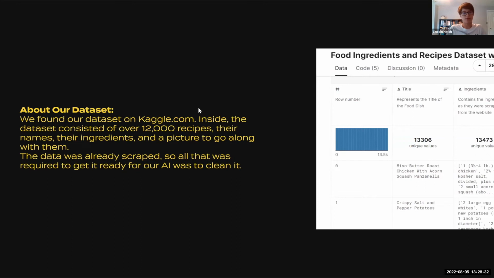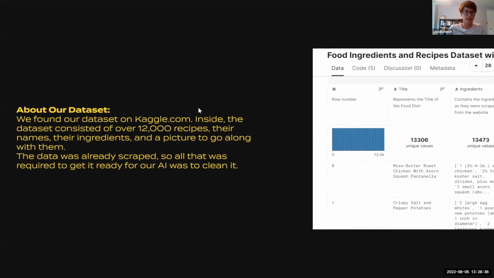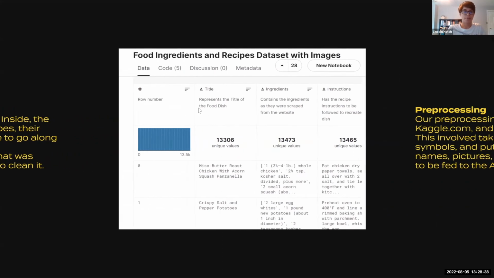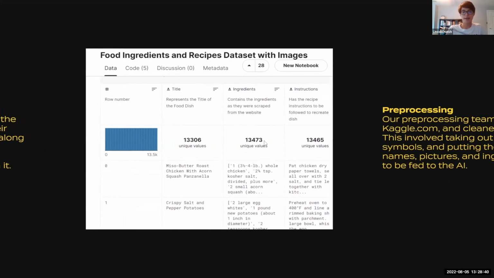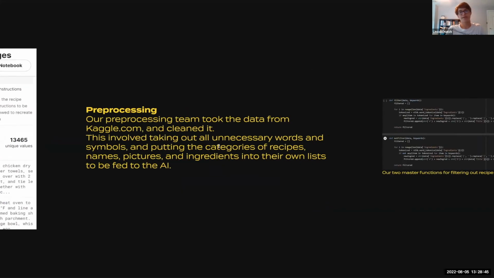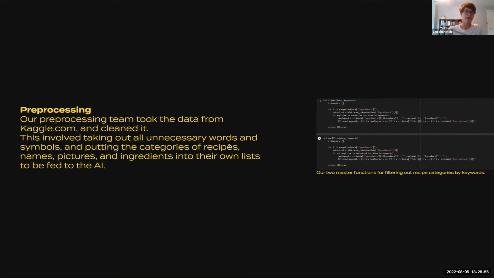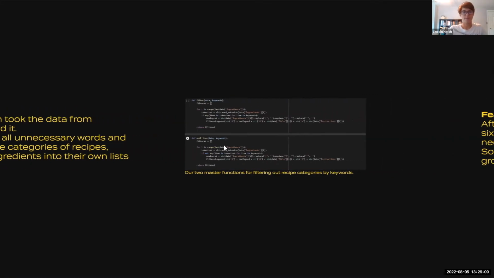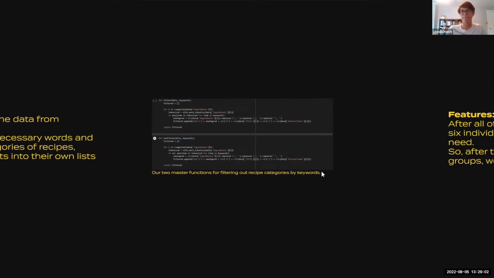Thankfully, this data was already scraped from the web, but we had to clean it before it was ready for our AI to use. This is a quick picture of our data set here. So our pre-processing team took the data from Kaggle and cleaned it, taking out all unnecessary words and symbols and putting them into categories of recipes, names, and pictures and ingredients so that they could be in their own list to be fed to the AI. This is a picture of some code that helped with that.